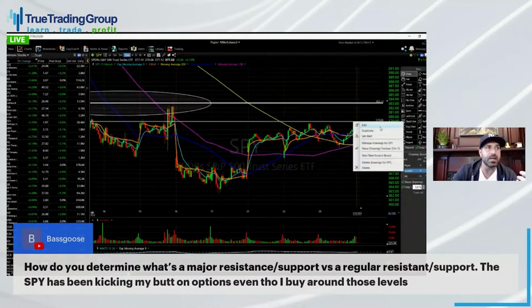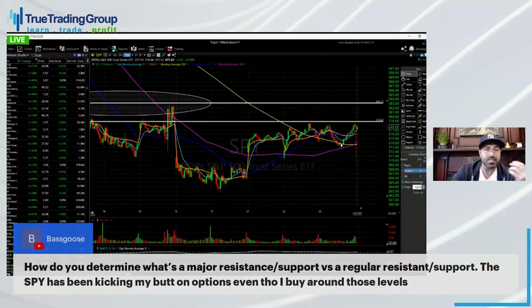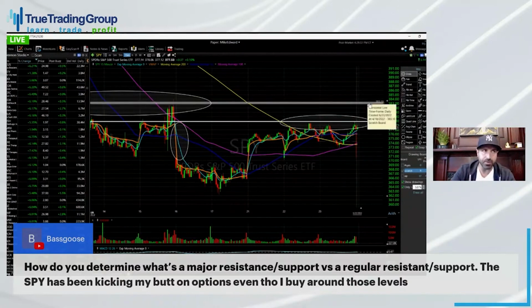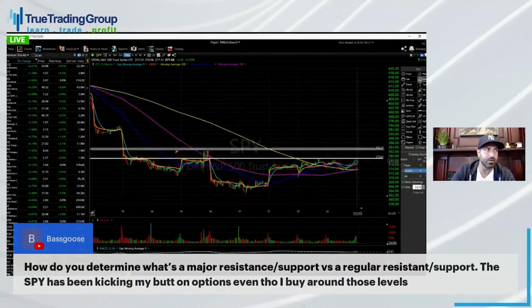Now, 379 is still a level of resistance because it is the gap fill. Remember the day after the Fed meeting, you had this huge gap down? That gap fill has been resistance yesterday and today. That's still a level of resistance, but it's not as major of a level as the 383, because the 383 has a lot more structure to that level.